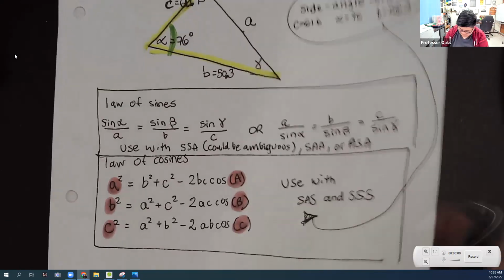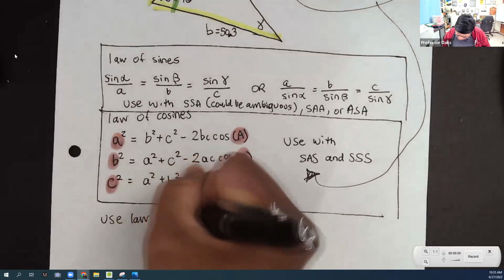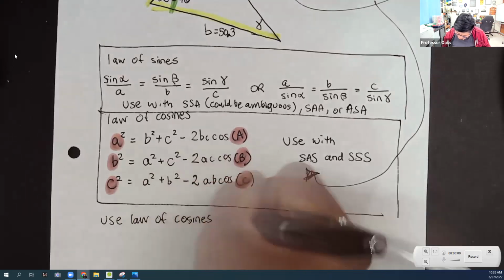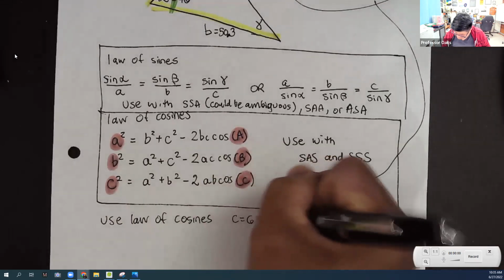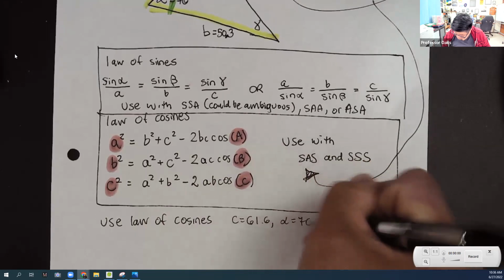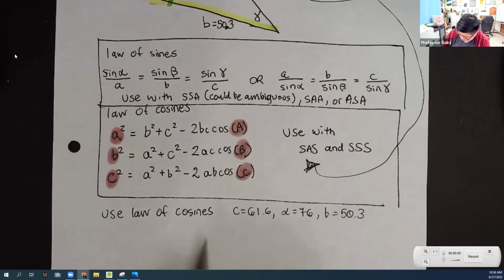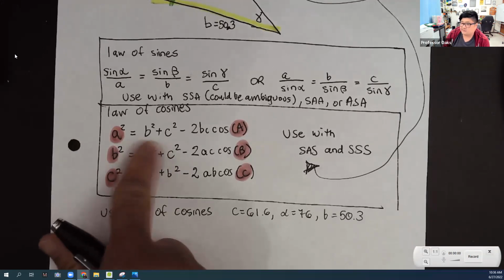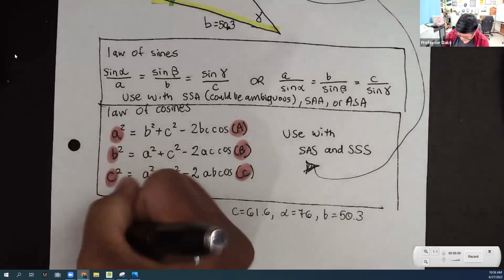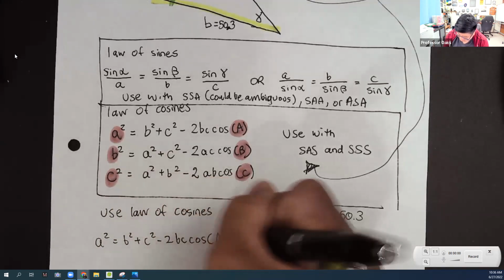So then use the law of cosines. So then if you know that C is 61.6, alpha is 76, and B is 50.3, then the one that you have the correct information for would be this one up here. So A squared is B squared plus C squared minus 2BC cosine of A.